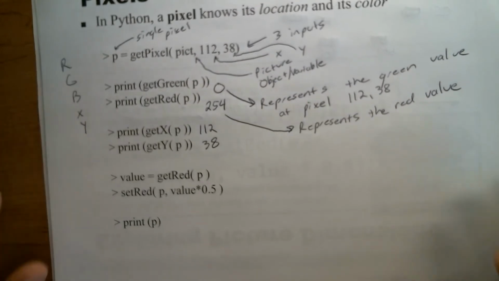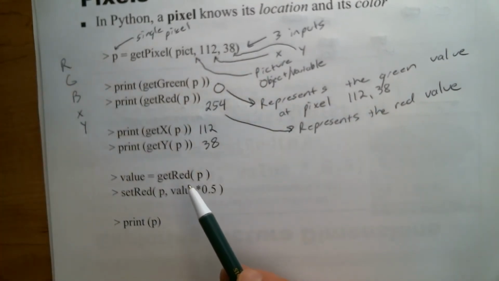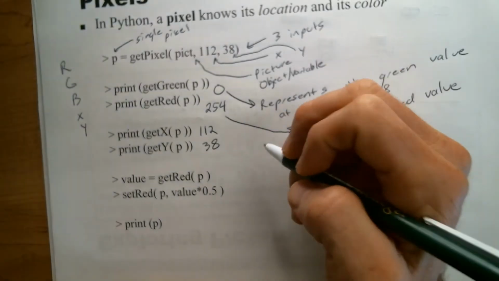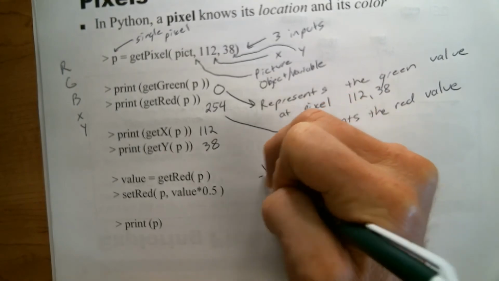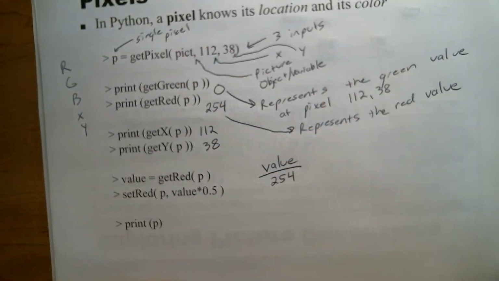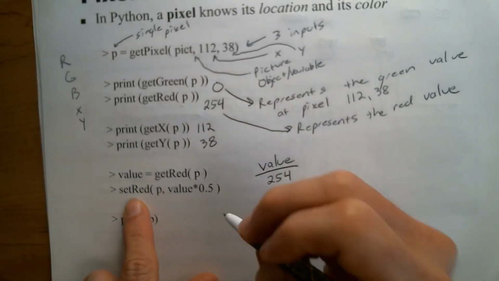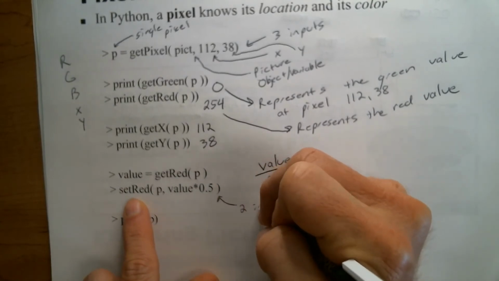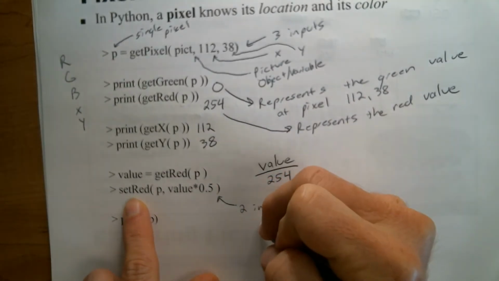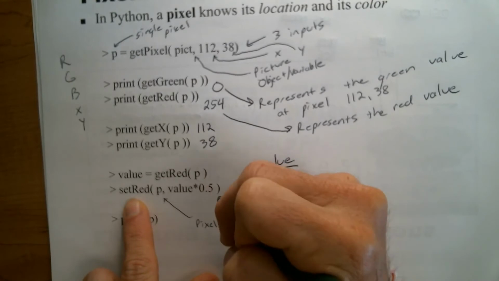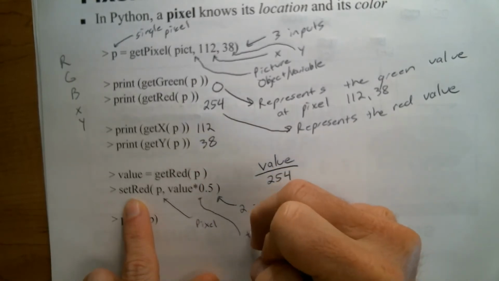So this again is that same get red. The only difference is instead of just printing it out, we're creating a variable called value and storing the number 254 inside of that value. Now down here, set red requires two inputs. Those inputs are a pixel and the amount of red.